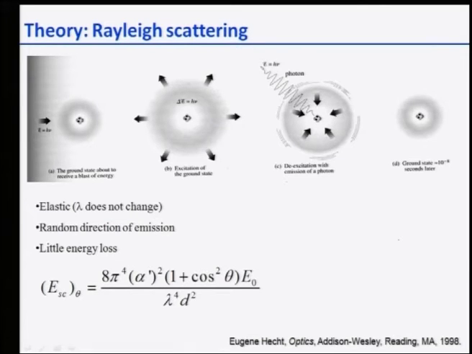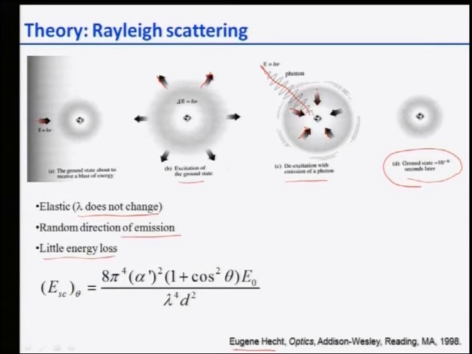Now to talk more about Rayleigh scattering, this is again taken from Eugene Hecht's optics book. If I have a molecule, you can see the nucleus and the electron cloud there, and a certain photon energy h nu comes, and then it gets excited from the ground state to a higher energy state, and then de-excitation can always happen. That means the molecule can come back to the original ground state by emission of this photon. This is fine, and this can happen in the order of 10 to the minus 8 seconds. So, in elastic scattering, lambda does not change, the wavelength does not change. It can have random directional emissions, does not lead to fluorescence, and there will be little energy loss.